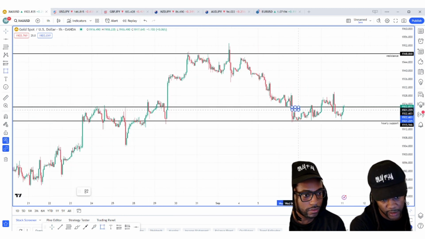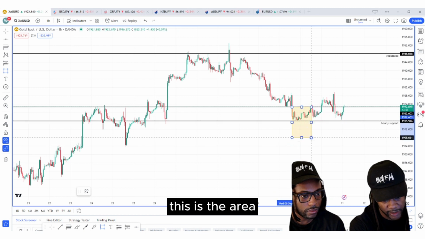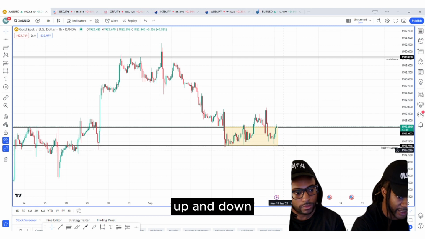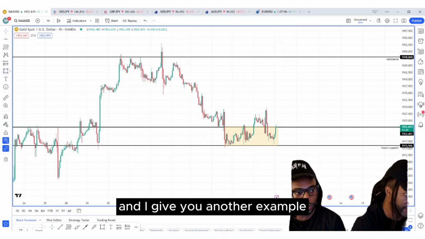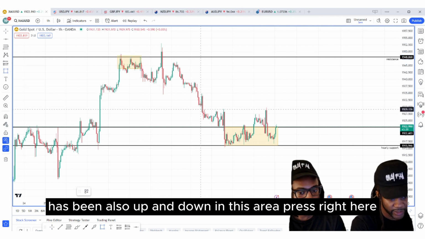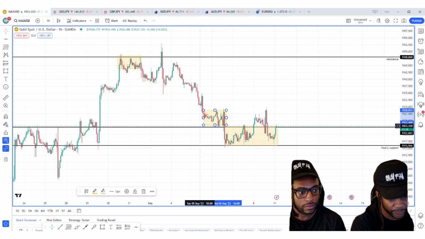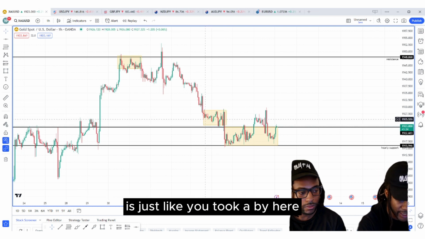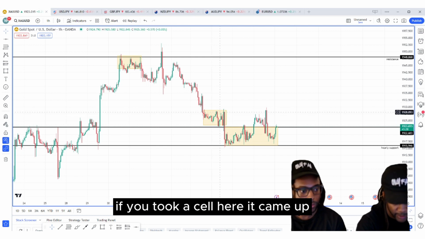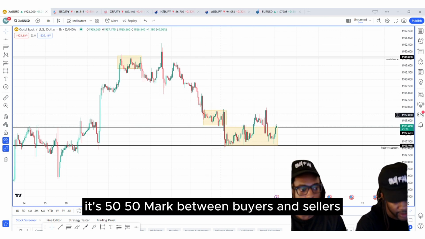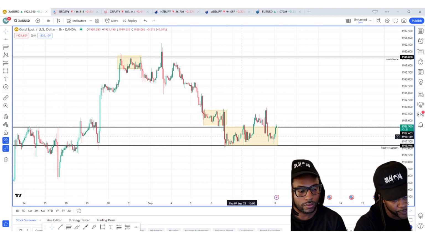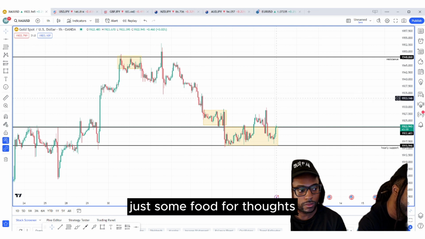So this is an area. This is a major area where prices have been bouncing up and down, and I'll give you another example. Price has been bouncing up and down in this area. Price right here, up and down, market's 50-50. It's just like, if you took a buy here, it came down. If you took a sell here, it came up. It's 50-50 market between buyers and sellers, and eventually the sellers took control and bring us down to the next major area. So, you know, just some food for thoughts.